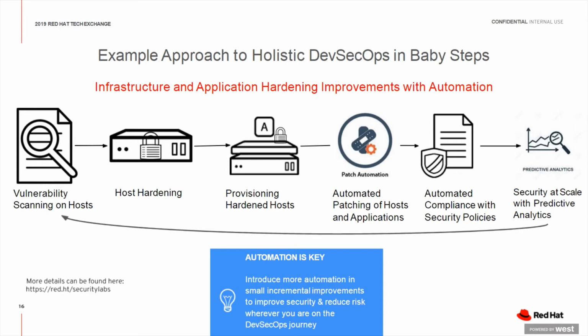A lot of CISOs, that is one of their number one things they focus on, having a patching strategy. You want to have an automated patching strategy across your environments, whether it's dev, QA, prod. Have an automated way to do compliance against security policies. Use things like predictive analytics and AI and ML to do security at scale across all your hosts.